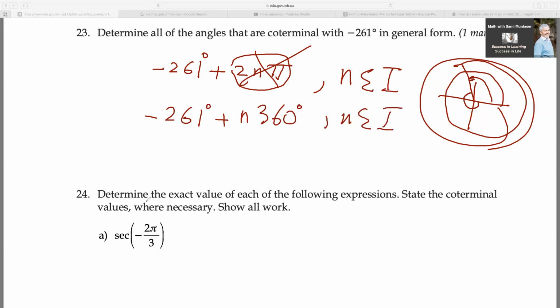All right, so determine the exact value of each of the following expressions. State the coterminal value. Where necessary, show all the work. So secant, that's the reciprocal of cos. If cos is adjacent over hypotenuse, then the secant will be hypotenuse over adjacent. Your best bet here is to just draw your angle. A lot of students don't like working with radians. So if you don't like working with radians, just take the 2 pi over 3 multiplied by 180 over pi.